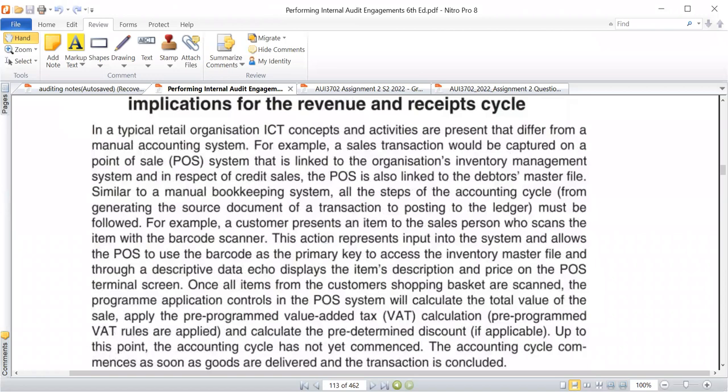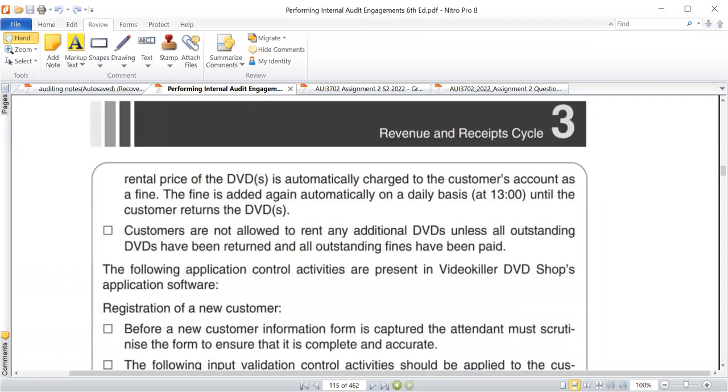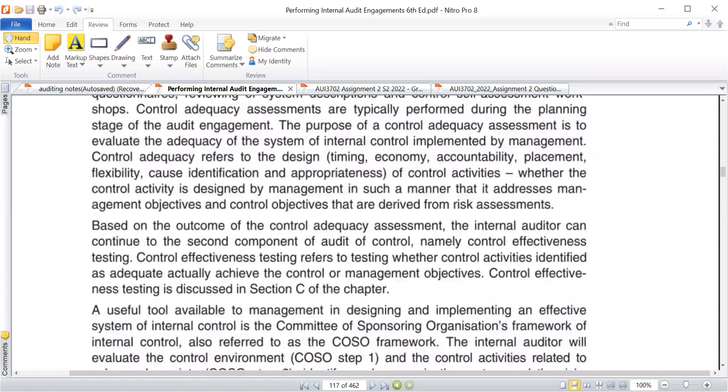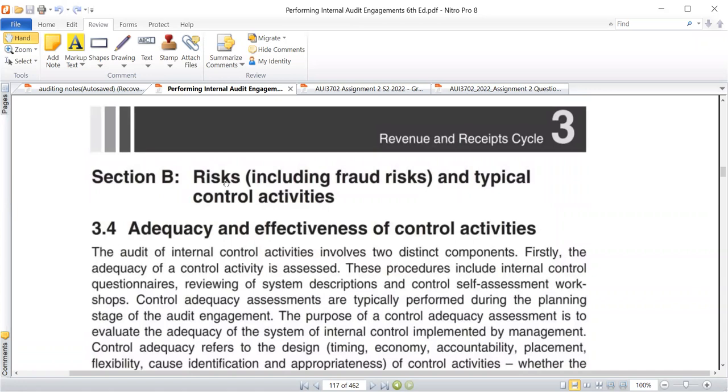Right. Should be able to see it shortly. Please bear with me on this one because it can be a bit slower as I'm navigating in a soft copy. Yes, so this is section B, right? So within section B, what you're simply going to do is look for the fourth function in the revenue and receipt cycle, and it has to do with recording of the sale. So I'm going to show it to you now.